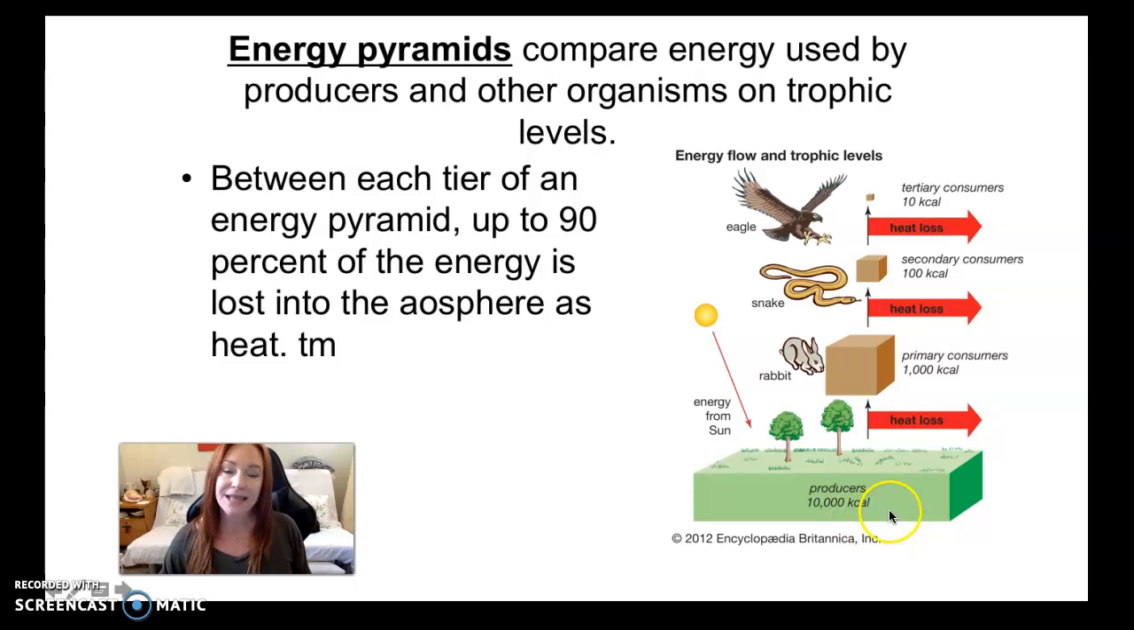If we have 10,000 kilocalories of producer in an organism, that 10,000 kilocalories is enough to support 1,000 kilocalories worth of primary consumers. Did you see that? 10,000 can only support 1,000. Only 10% of energy moves between trophic levels, is passed on to the next trophic level. 90% of all the energy in tissues is lost to the environment. Poof, okay?